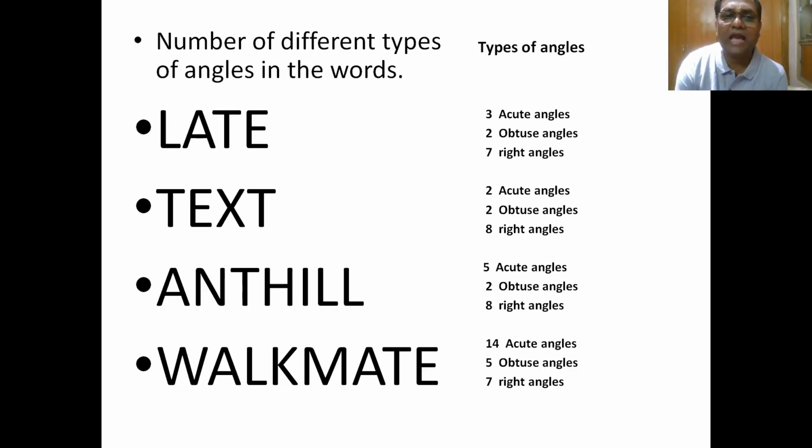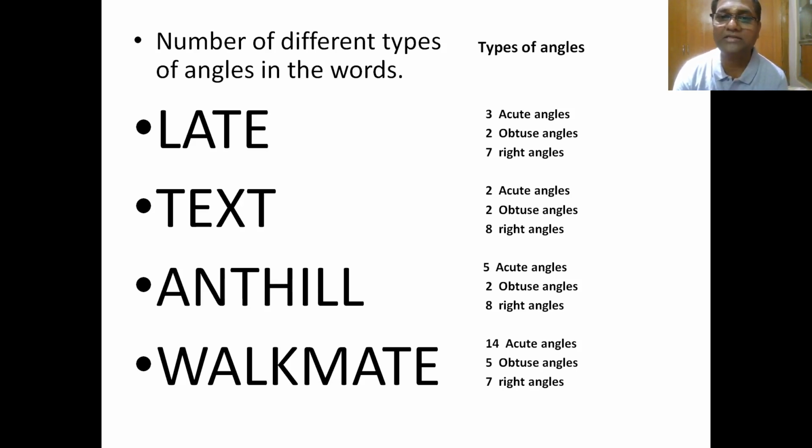Now we can see angles in many things. In fact, if you see some English alphabets, they are made up of straight lines. So obviously there will be some angles formed in the alphabets also. Even if you see the numbers, a few of the numbers, since they are made up of straight lines, will be having angles in them. So let us see the types of angles formed in certain words by certain alphabets.